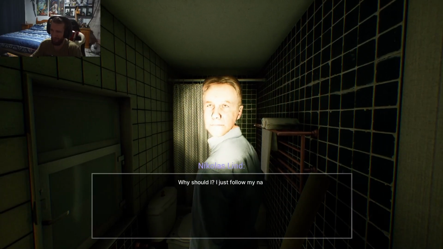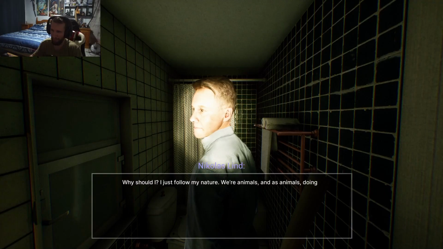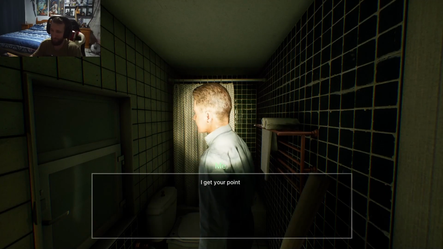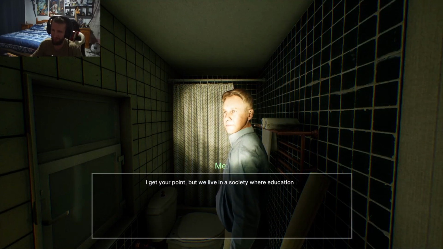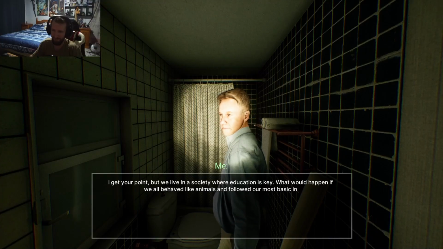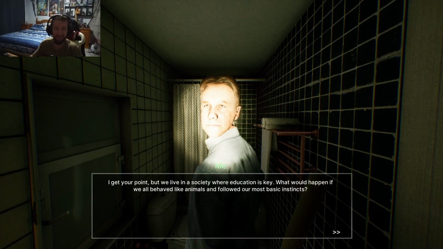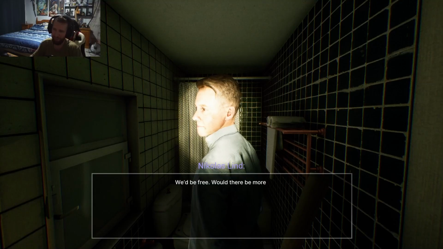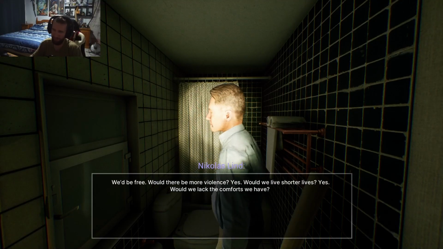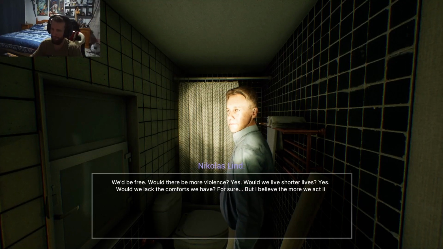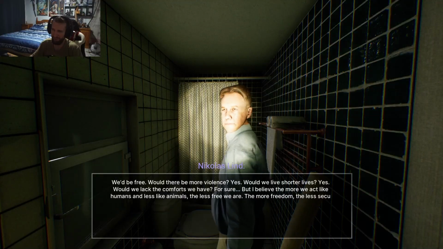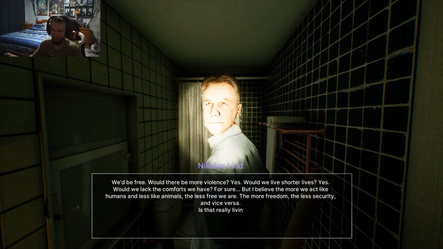Why should I? I just follow my nature. We're animals, and as animals, doing what's natural is the right thing. I get your point, but we live in a society where education is key. What would happen if we all behaved like animals and followed our most basic instincts? We'd be free. Would there be more violence? Yes. Would we live shorter lives? Yes. Would we lack the comfort we have? For sure. But I believe the more we act like humans, the less like animals, the less free we are. The more freedom, the less security, and vice versa.